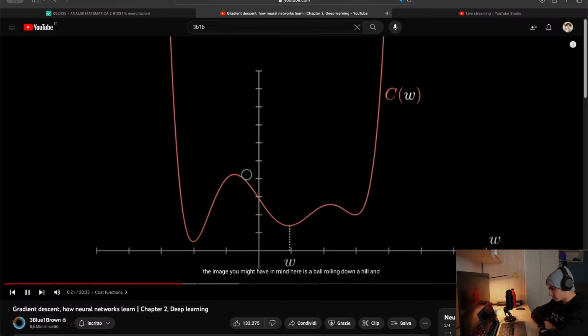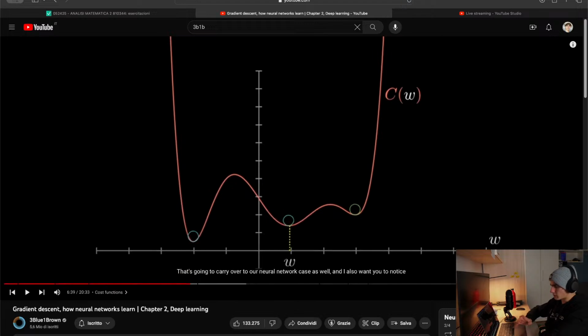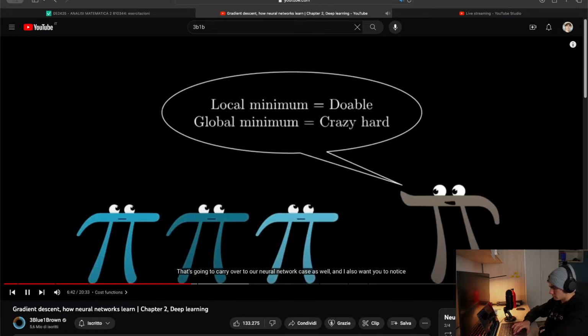And the image you might have in mind here is a ball rolling down a hill. And notice, even for this really simplified single input function, there are many possible valleys that you might land in, depending on which random input you start at. And there's no guarantee that the local minimum you land in is going to be the smallest possible value of the cost function. Esattamente quello che ho detto poco fa. That's going to carry over to our neural network case as well.